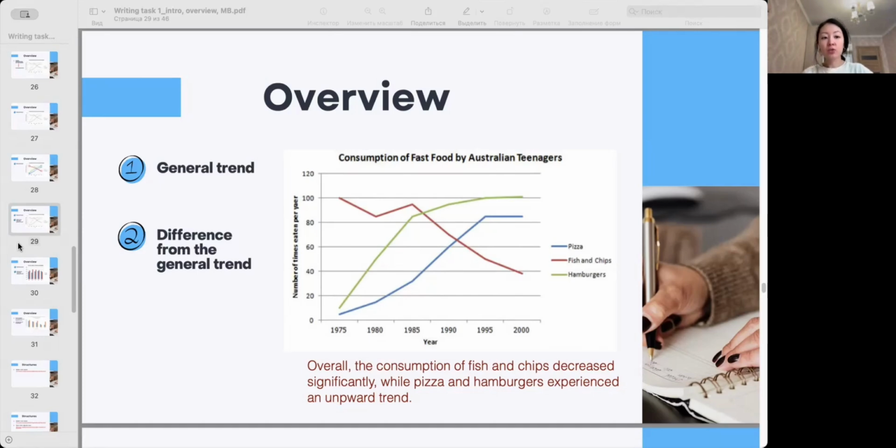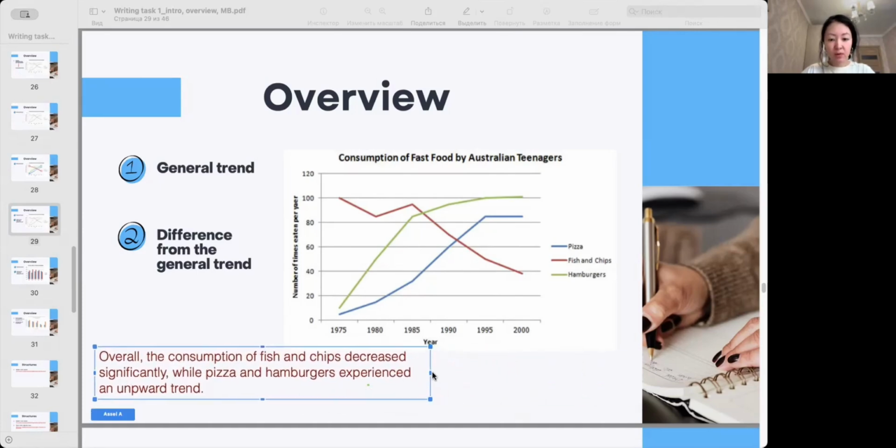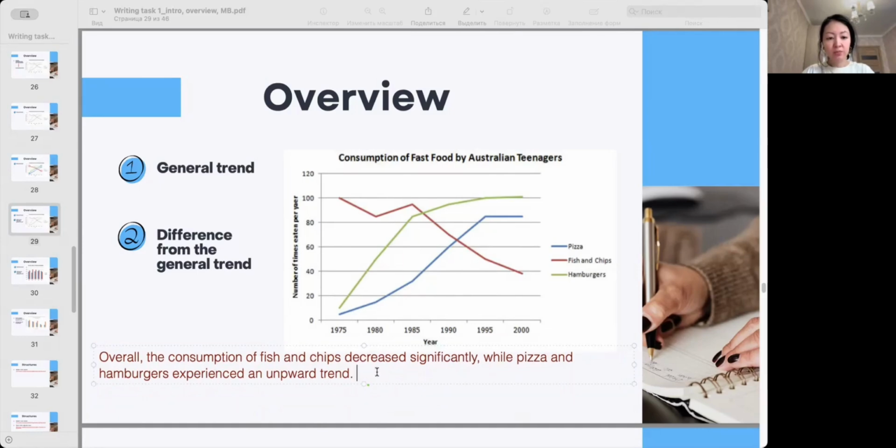But of course, I cannot be so detailed and I cannot write so many words in my overview because it's just an overview. And I should give some general information, right? That's why I can write something like this. Okay, let me move it maybe a bit. Okay, I want to continue writing here.